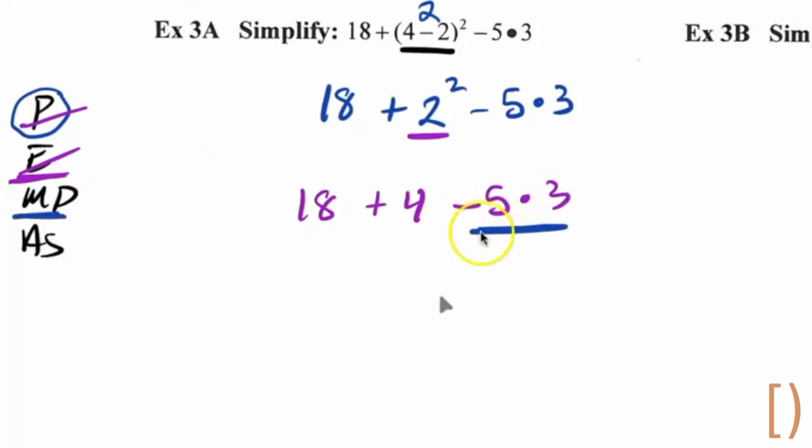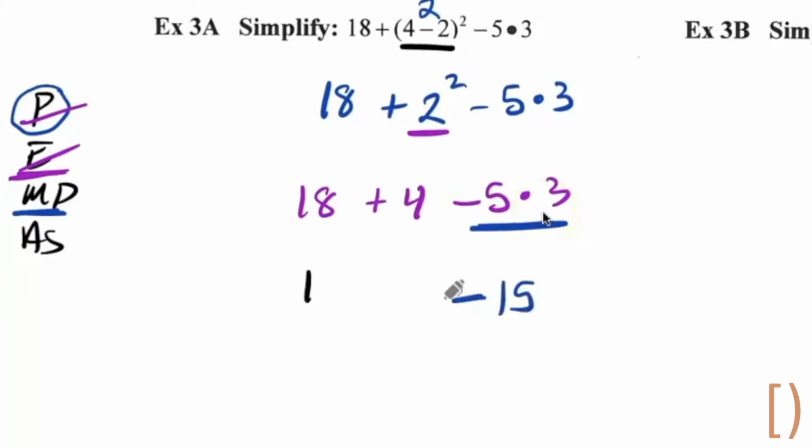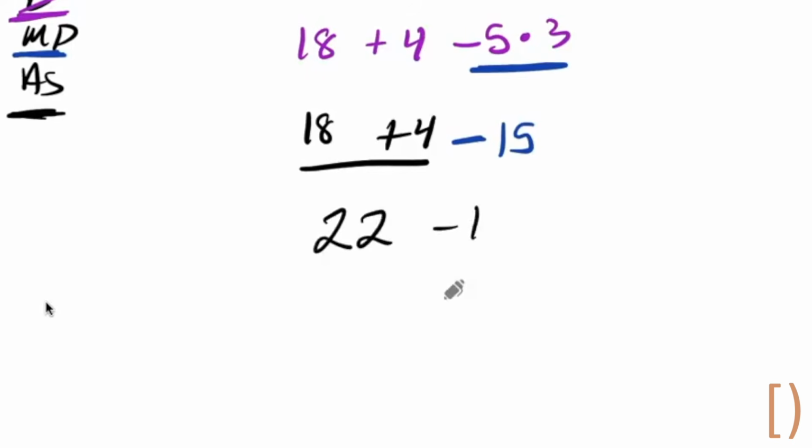And that negative is in front of the 5, right in the middle. Negative 5 times 3 is negative 15. So we have 18 plus 4 minus 15 because negative 5 times 3. And now it's just add, subtract. And anytime on the same line, you just go from left to right. So 18 plus 4 is 22, minus 15. 22 minus 15 is 7. That is my answer there.